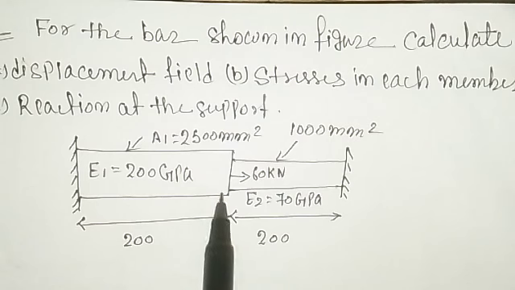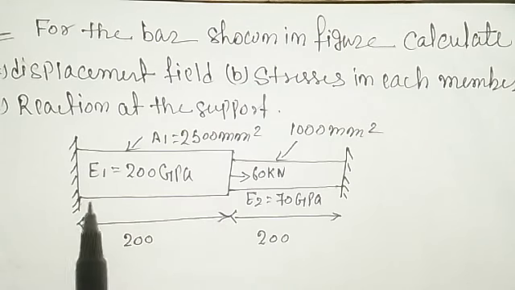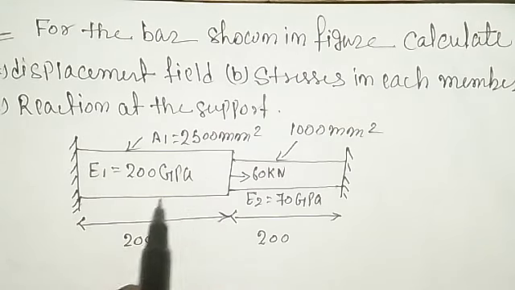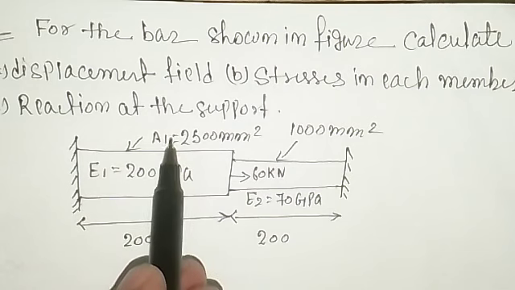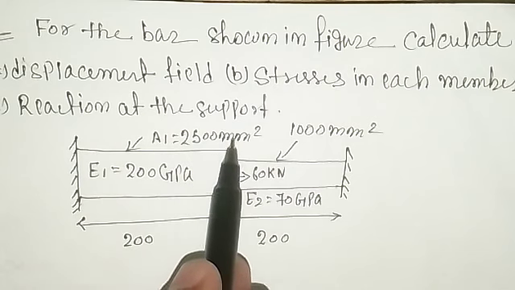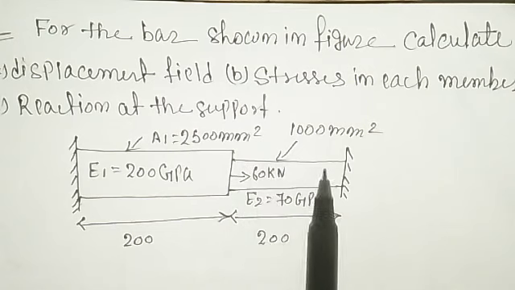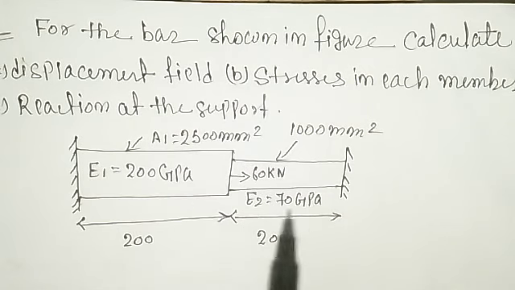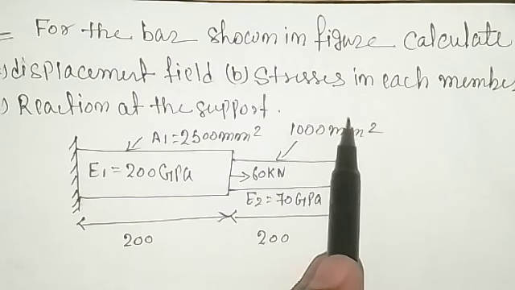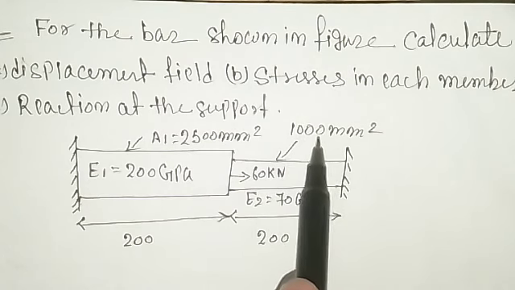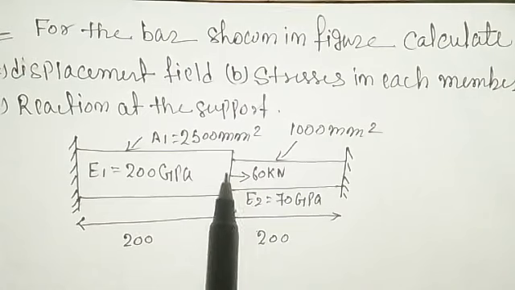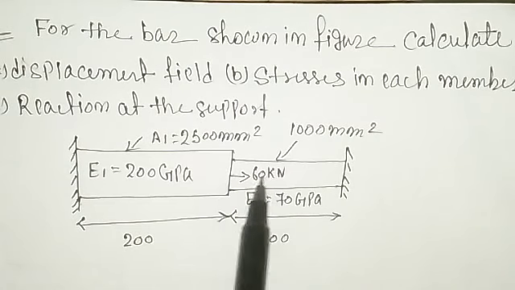Element 1 has a length of 200 mm, and the Young's modulus for this material is 200 gigapascal. The area of this material is 2500 mm square. For element 2, the length is 200 mm, the Young's modulus is 70 GPa, and the area of element 2 is 1000 mm square. At this point, a 60 kilonewton load is acting.